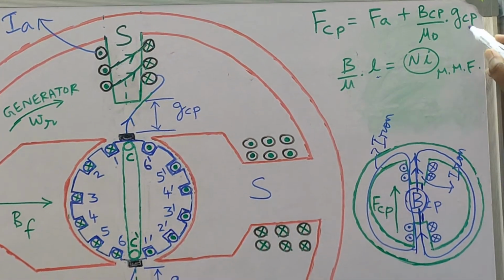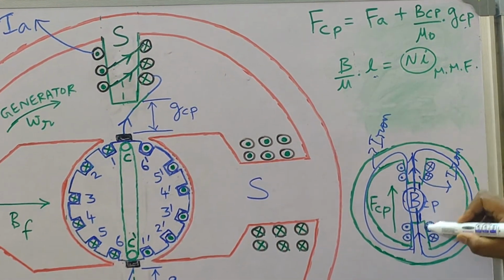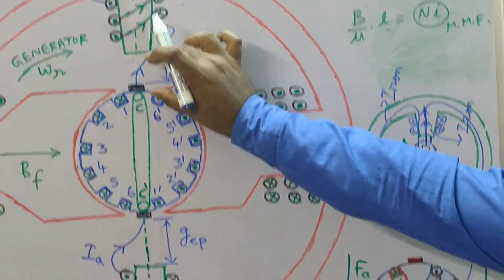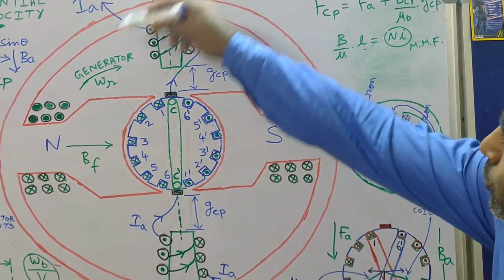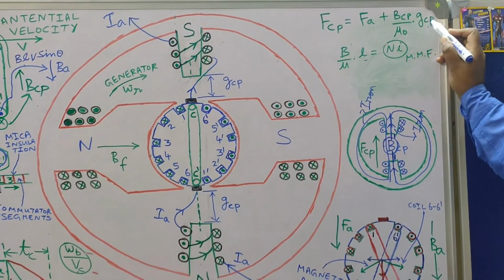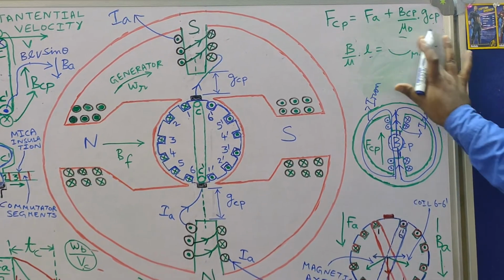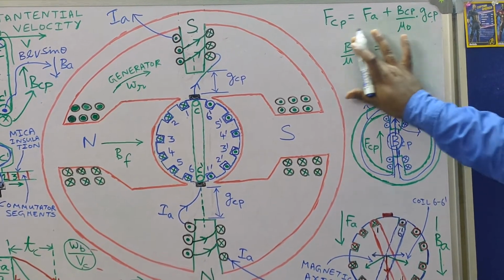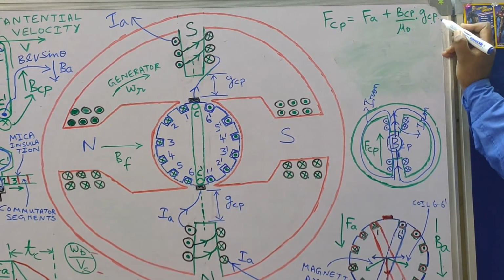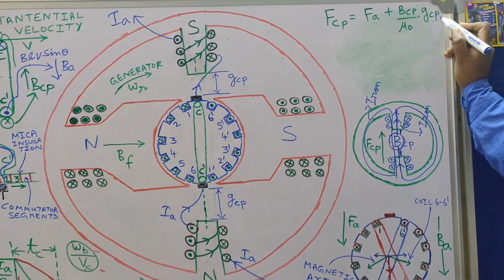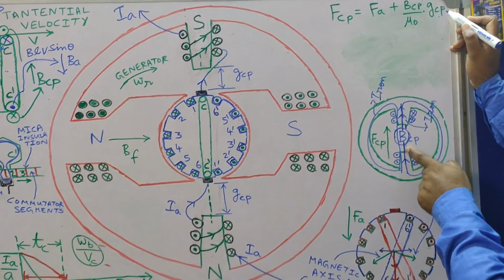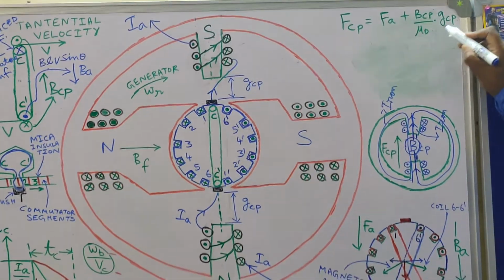So for L we have written GCP, for B we have written BCP, and since we are considering only the air gap as having reluctance, with no reluctance due to the iron portion, we are dividing by mu 0. So BCP by mu 0 into GCP is the MMF required for setting up the magnetic flux density BCP in the air gap.